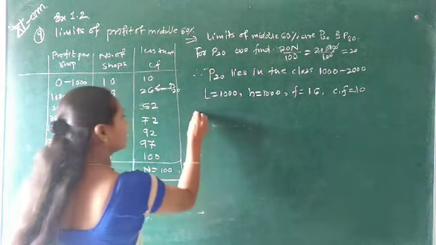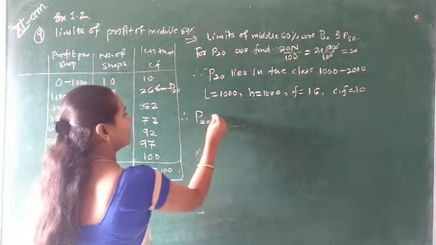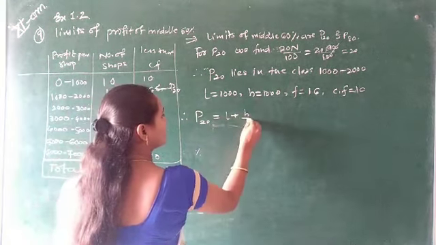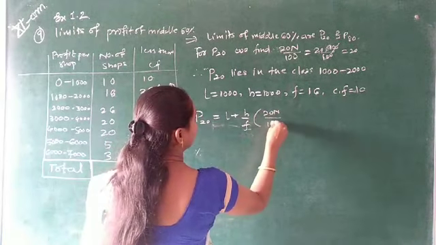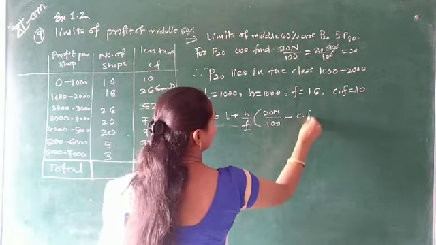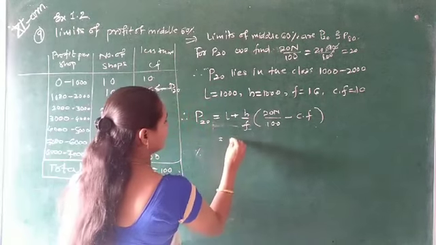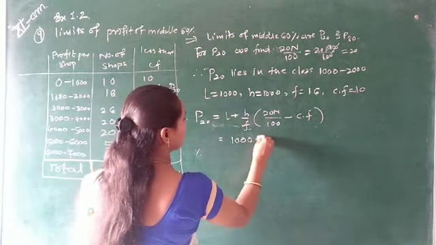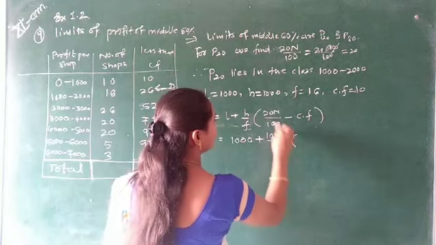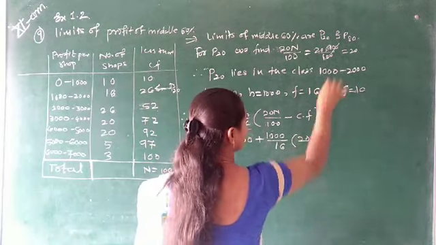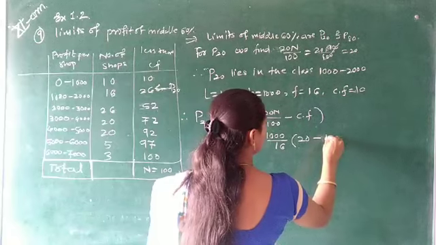So use the formula. Therefore, P20 is equal to L plus H upon F into 20n divided by 100 minus CF. Since value of L is 1000 plus H is again 1000 upon frequency 16, 20n upon 100, that is 20. Here we have to find this value. Minus CF is 10.